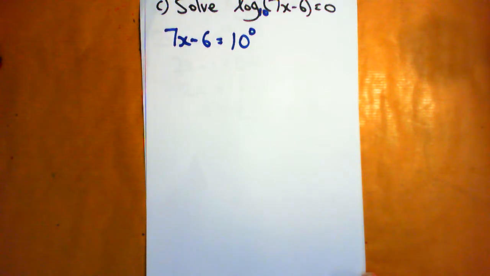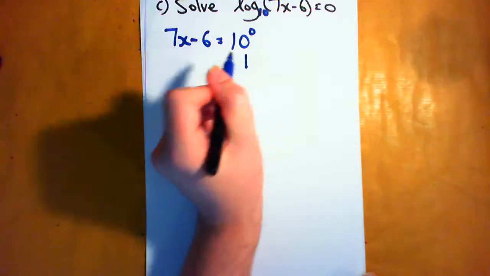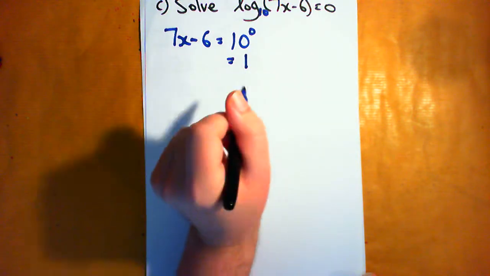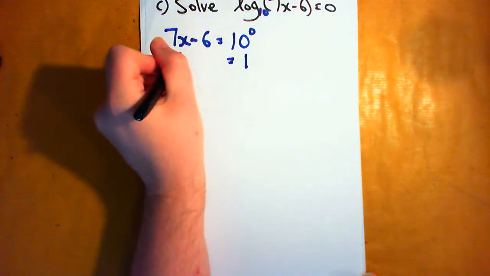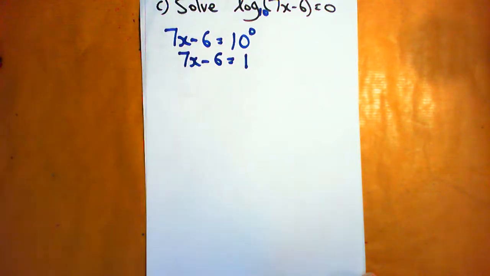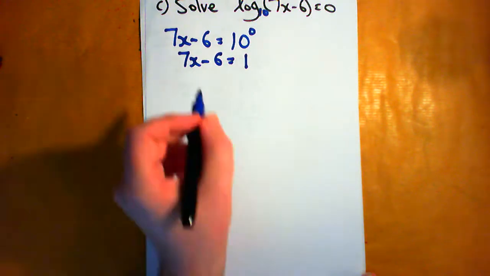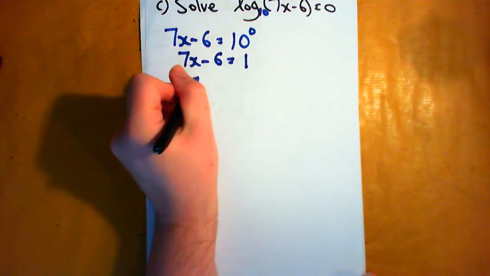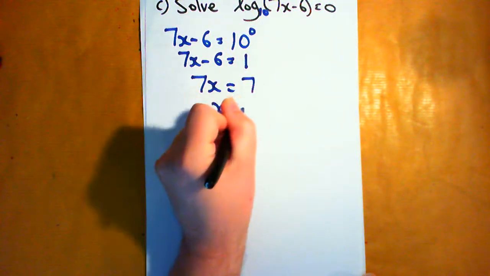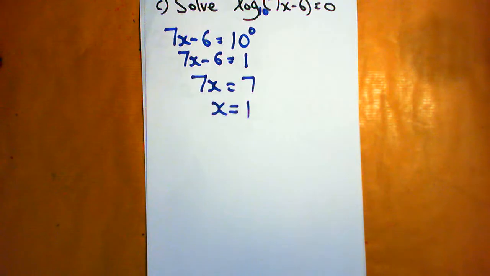Okay, so what is 10 to the power of 0? That's 1, because any number that's to the power of 0 is 1, with 0 being an exception that we need not worry about here. Okay, so we've got 7x minus 6 equals 1. So if we move the 6 to the other side, we get 7x equals 7, and dividing by 7 gives us a solution of x equals 1.